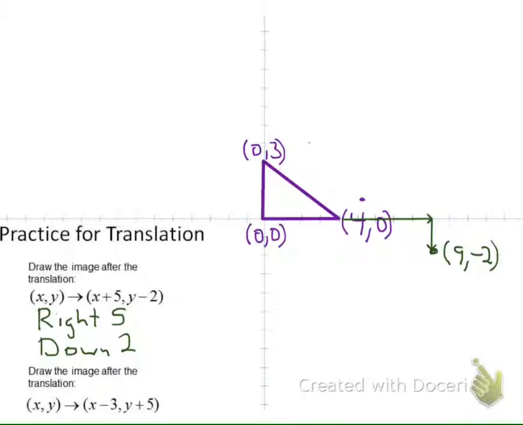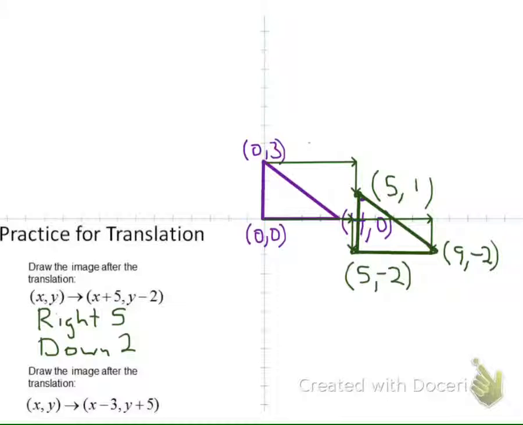Now let's just copy that. So we go to a new point here, and the third one here. And this gives us our new triangle, which would have the coordinates 0, 3 would become 5, 1. And 0, 0 would become 5, negative 2. So it shifted 5 to the right, down 2. Now let's do the other image. We'll get rid of these.